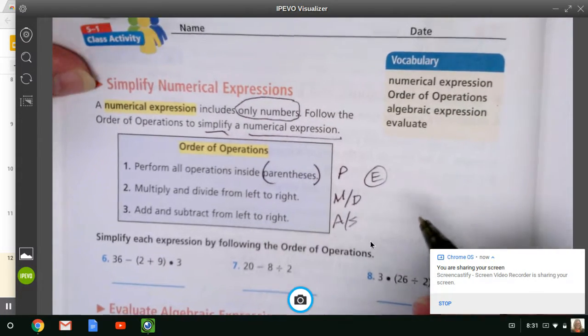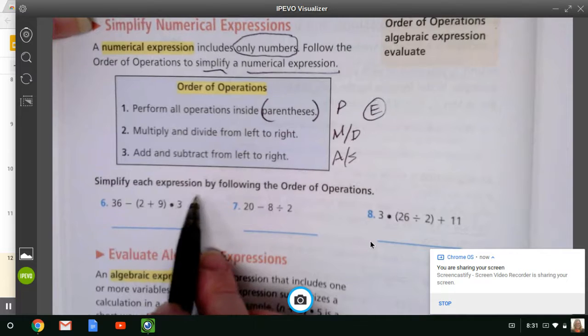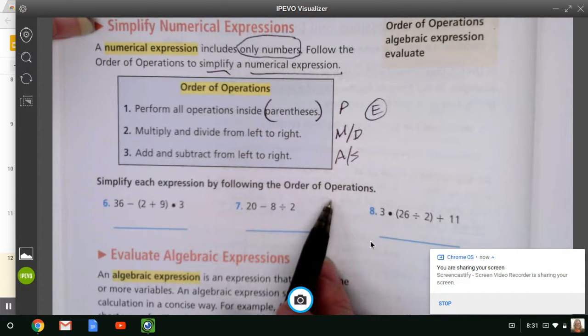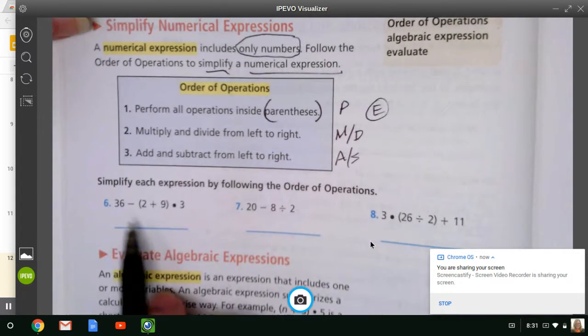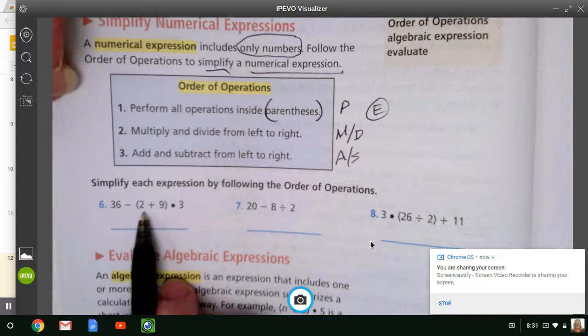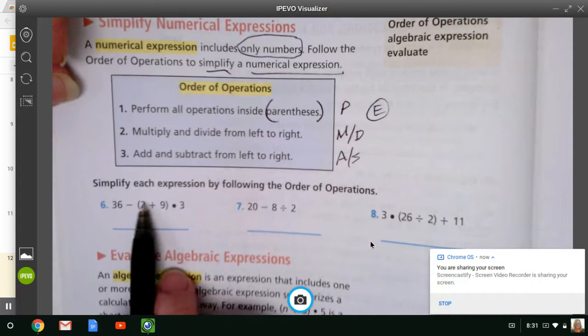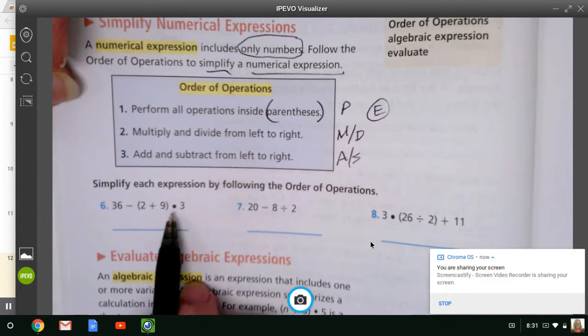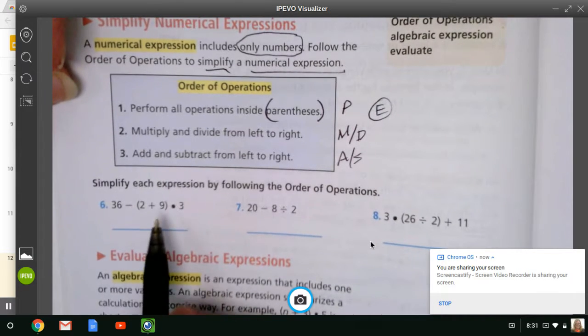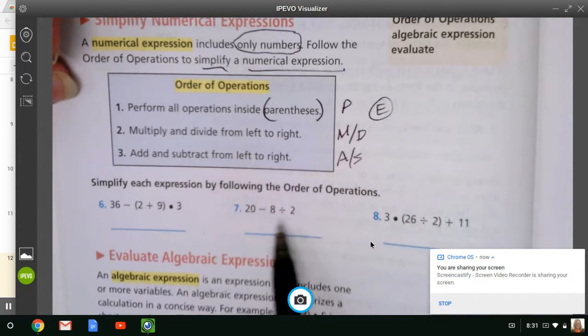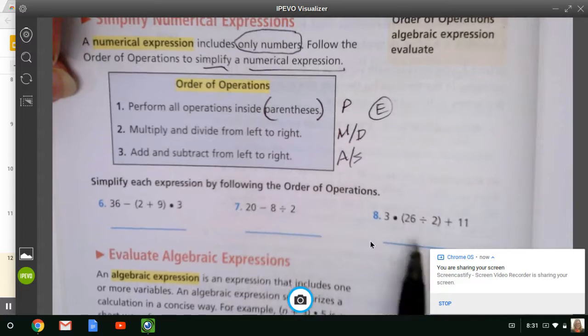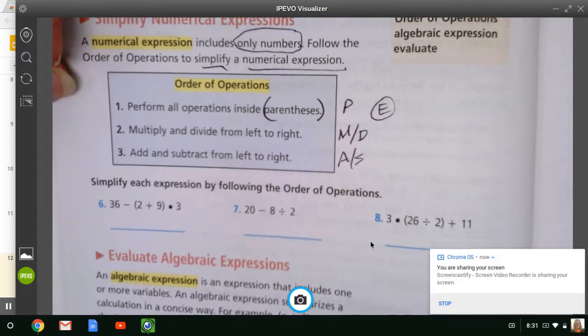Okay? So to simplify each expression, you follow the order of operations. So here you would look at 36 minus the answer of 2 plus 9 times 3. Be careful of your order here. Here's problem 7 and problem 8. You can go ahead and try those.